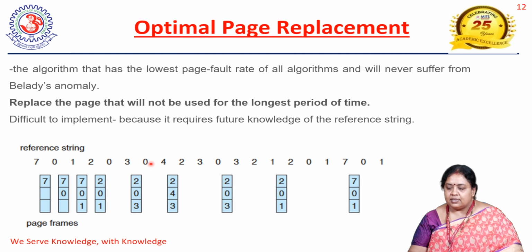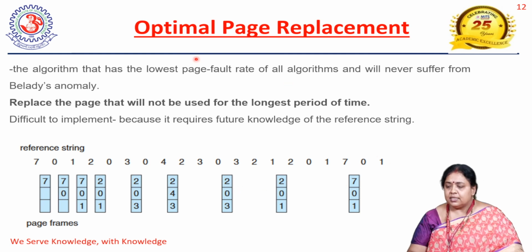Then 0, 0 is available. Then 4, 4 is not available, so it is a page fault and we go for the replacement. What page are we replacing? Now we check. 2 is referred here, 0 is referred here, 3 is referred here. So which has not been used for the longest period? 0 is referred after 3, so we replace this 0 with 4. Like that we proceed with this algorithm.